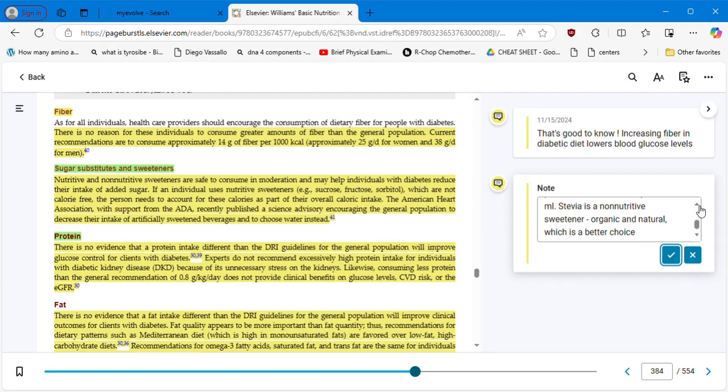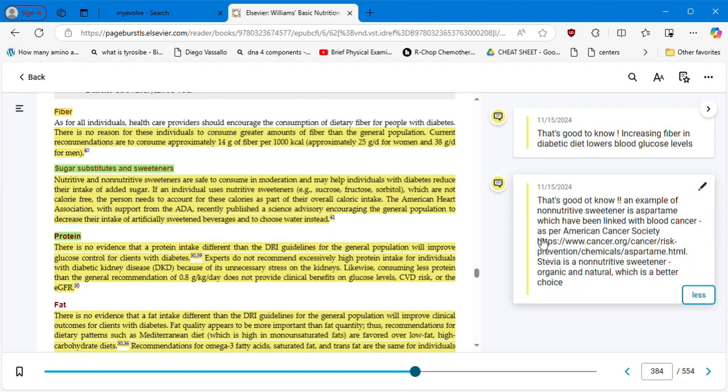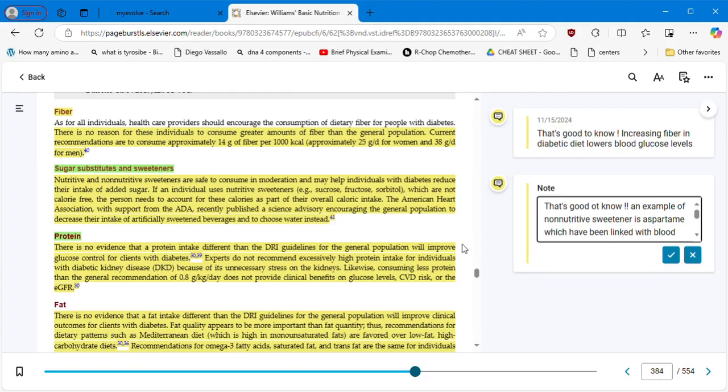So instead of Splenda or Sweet'N Low, you can use stevia, which is a non-nutritive sweetener, but is organic and natural, okay? So it's very important, stevia, but you have to choose the one that is organic, okay? Protein: there's no evidence that protein intake is different than the dietary regulation guidelines for the general population, and will include glucose control for clients with diabetes.